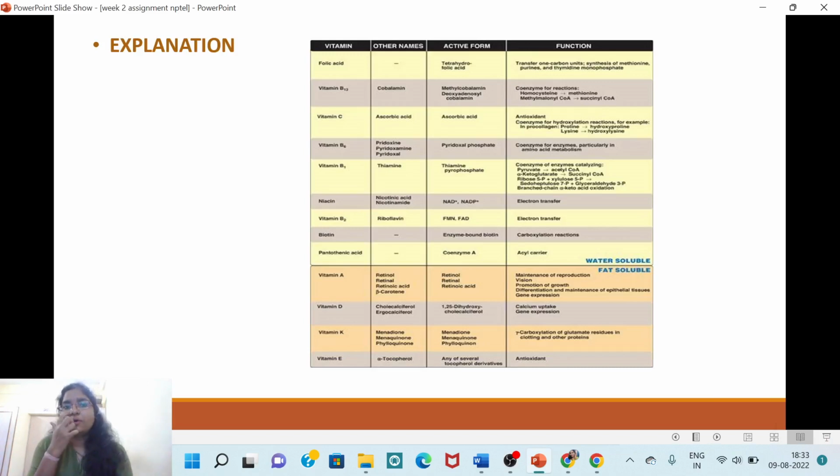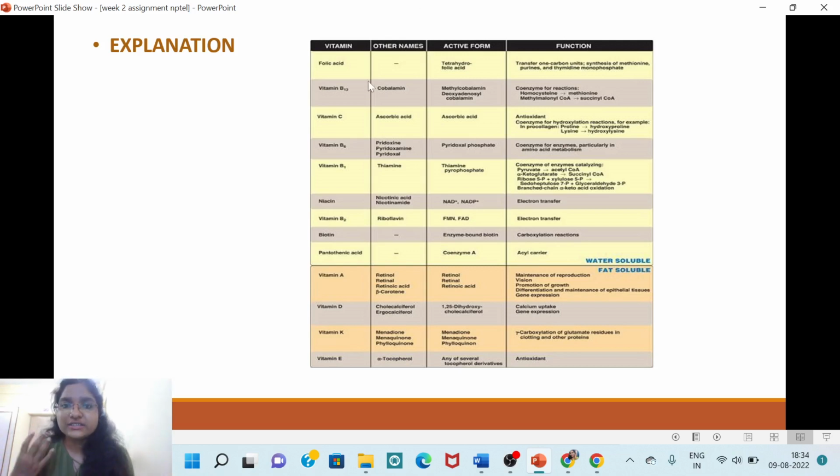So, what is like the vitamins? We can see the vitamins can be divided into two categories, that is water soluble and fat soluble vitamins. So, under the fat soluble vitamins, it is vitamin A, vitamin D, vitamin K, and vitamin E. Whereas water soluble vitamins are vitamin B and vitamin C, right? So, the active form of the vitamins are necessary for their action in our body, right?